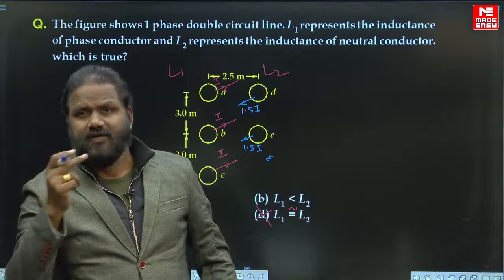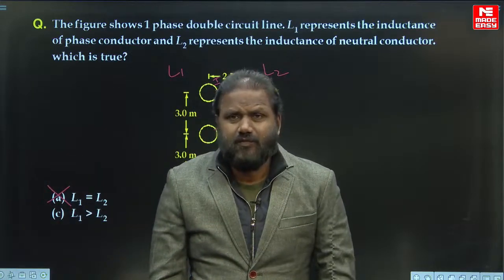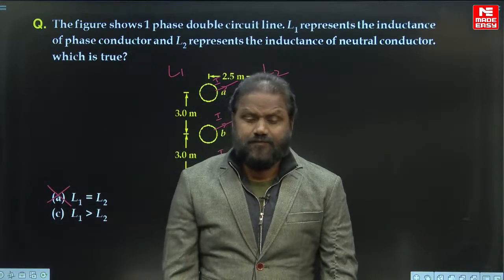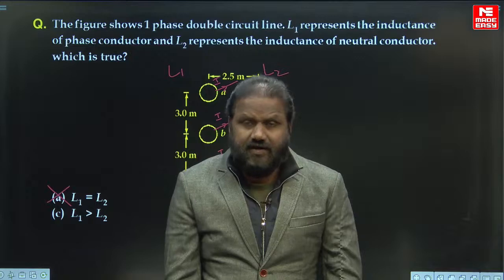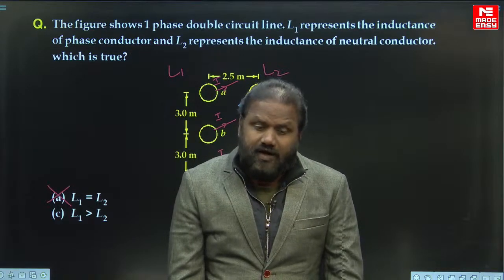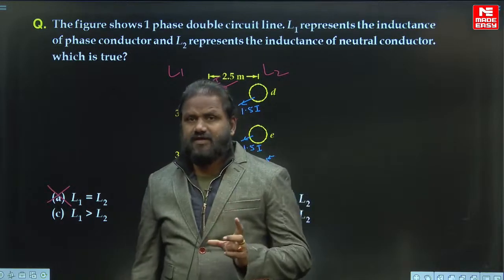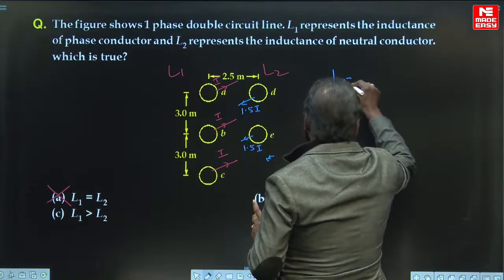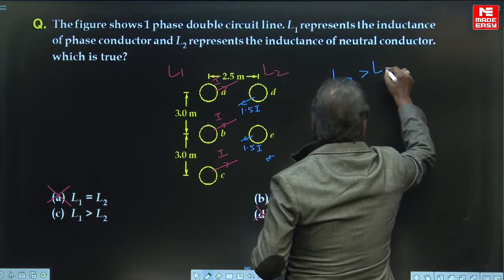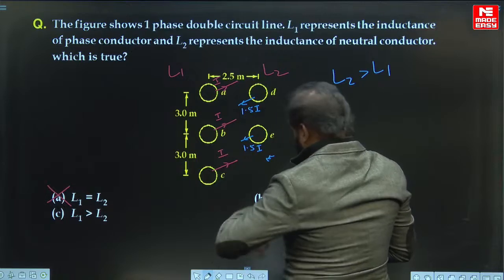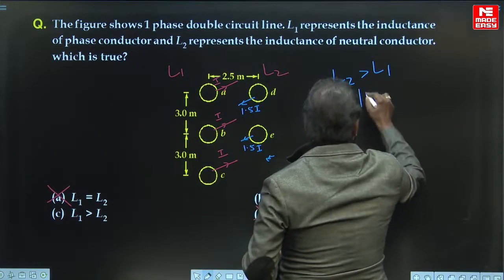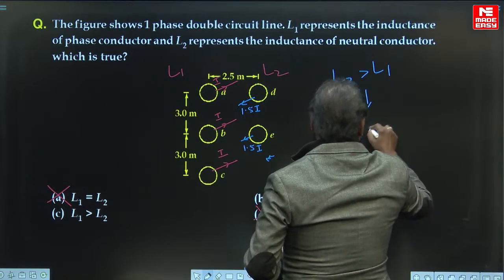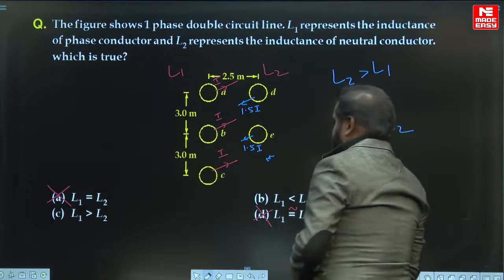Neutral. If the current carried by the conductor is more, there are more flux linkages. More flux linkages means more inductance. Thereby definitely I can say L2 is greater than L1. So how do we transform this? L1 is less than L2.